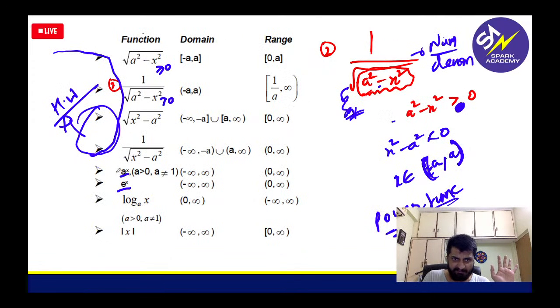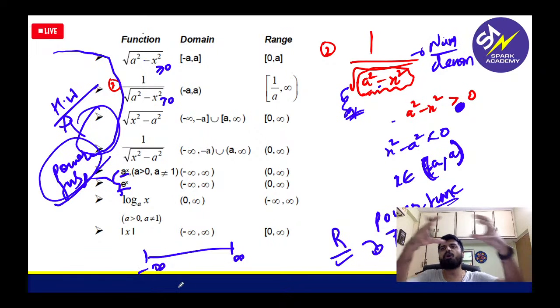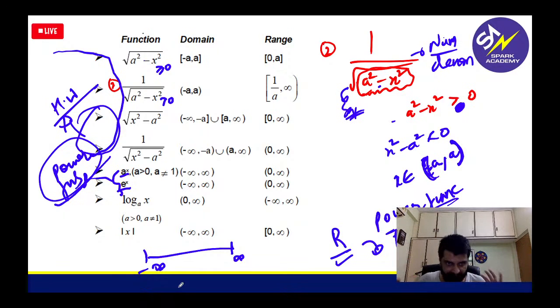So a power x, e power x are actually power functions. So for any power function, it will be real numbers. Or if you want to write it in terms of brackets, you can write it as minus infinity comma infinity. Why do you write it minus infinity comma infinity? Because that is your number line, right? Any number line, you write it as minus infinity to infinity. So all the real numbers will belong to the values between minus infinity and infinity. So that is the domain for a power x and e power x. I hope I'm clear with this as well.